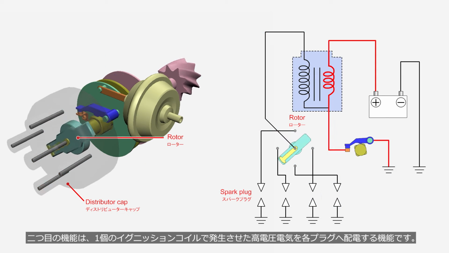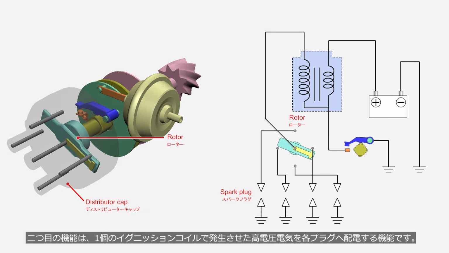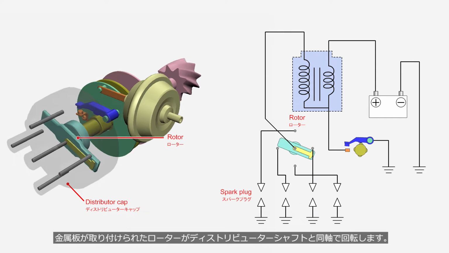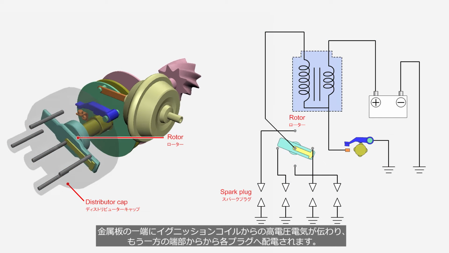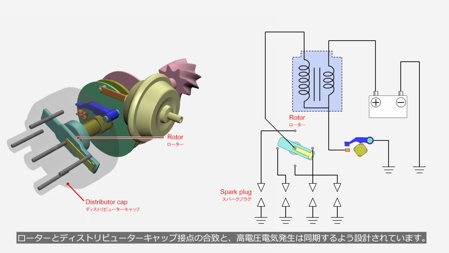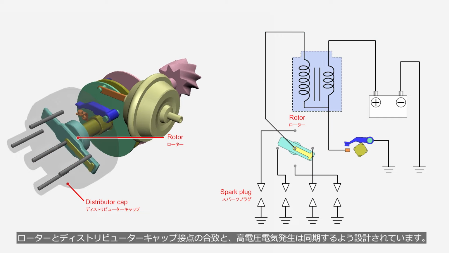The second function is distributing the high-voltage electricity generated by a single ignition coil to the spark plugs of each cylinder. A rotor with a metal plate attached rotates coaxially with the distributor shaft. The high-voltage electricity from the ignition coil is transmitted to one end of the metal plate and distributed to the spark plugs of each cylinder from the other end. The alignment of the rotor and contact point of the distributor cap is designed to synchronize with the high-voltage electrical generation.